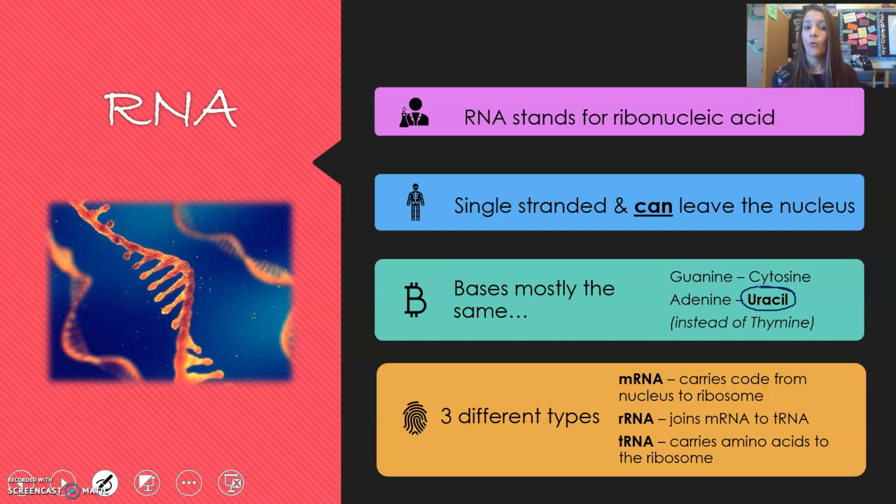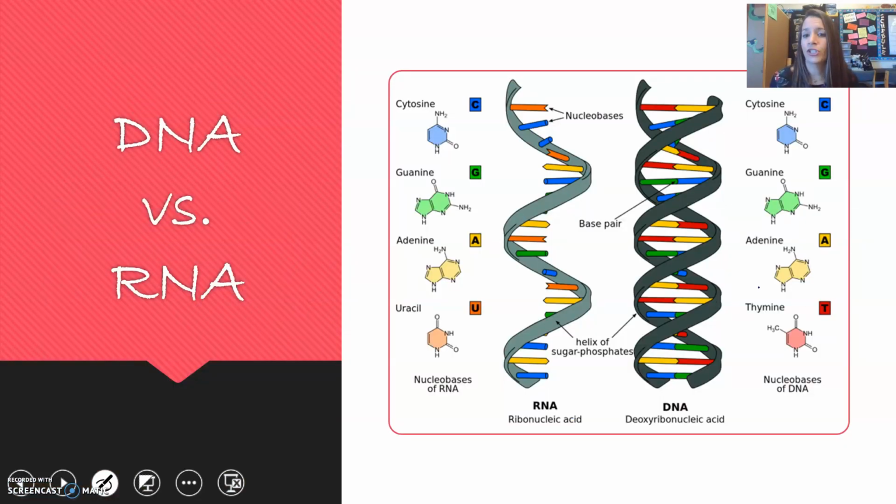Also, instead of just being one type of RNA, there's actually 3 types of RNA. There's M, or messenger RNA, R, or ribosomal RNA, and T, or transfer RNA. So mRNA is really important. That's what carries that initial code from the nucleus to the ribosome. rRNA kind of puts everything together, and then tRNA brings in that amino acid, which is important for making the protein. Here's just a side-by-side comparison of DNA and RNA.